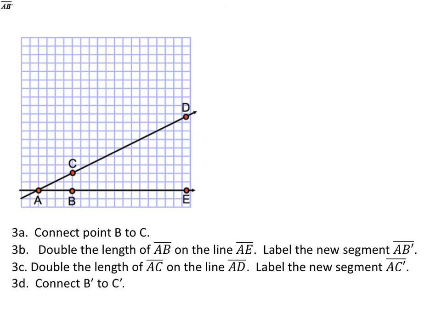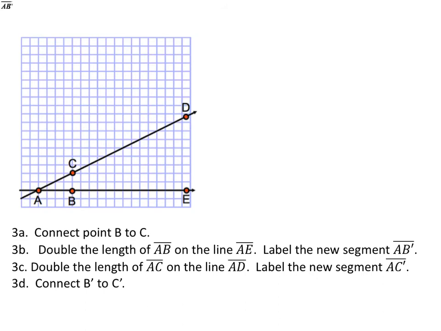So take a minute with your neighbor and do 3A through D. Just follow the instructions, and then you will complete 4 through 7, which is on the same page. So take a couple minutes to do that with your neighbor. We'll go through that, and then we'll look at each question individually, numbers 4 through 7.